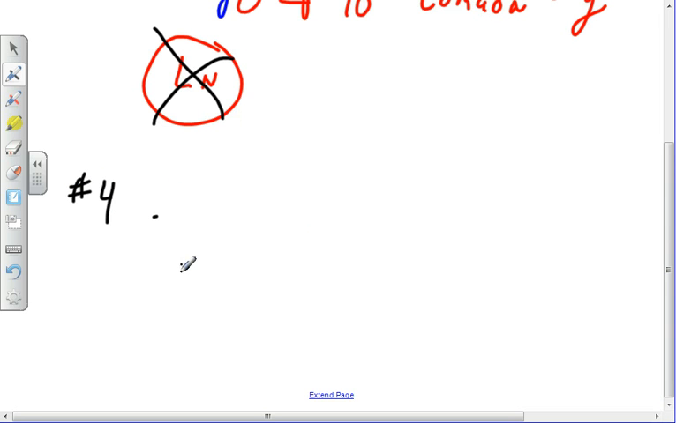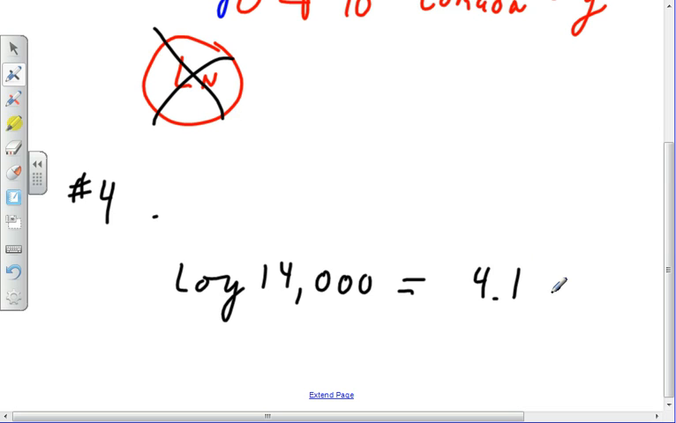We want the log of 14,000, and we want it to 4 significant digits. All right, so I take my calculator, and where's the log button on this thing? All right, log 14,000, and I get 4.15. No, I need 4 significant digits. 4.146.